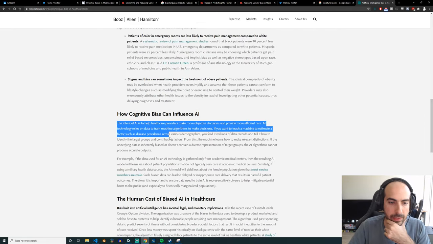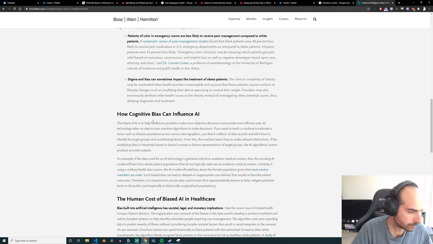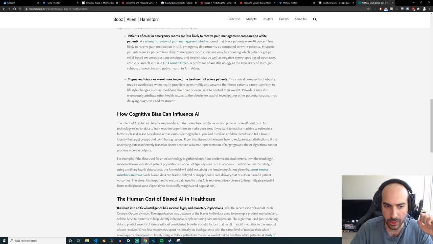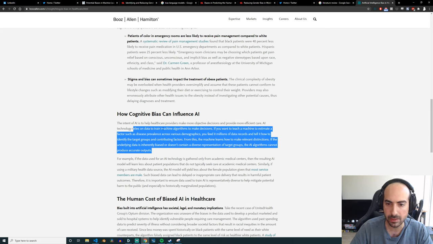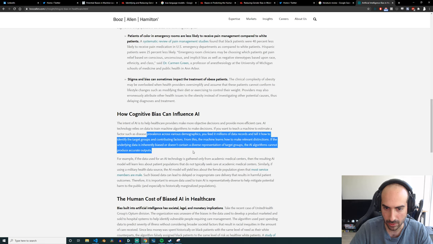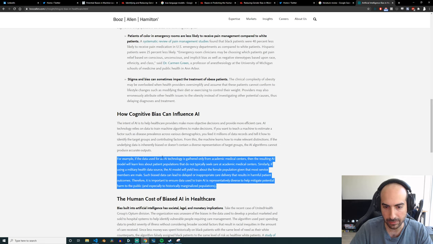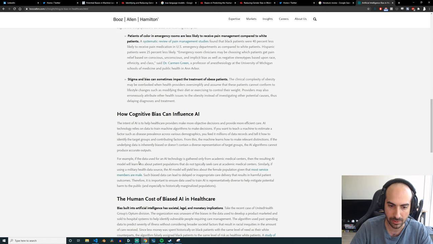So then the intent of AI is to help healthcare providers make more objective decisions. If you want to teach a machine to estimate a factor such as disease prevalence across various demographics, you feed it millions of data records and tell it how to identify the target groups and contributing factors. For example, if the data used for an AI technology is gathered only from academic medical centers, then the resulting AI will learn less about patient populations that do not typically seek care at academic medical centers.